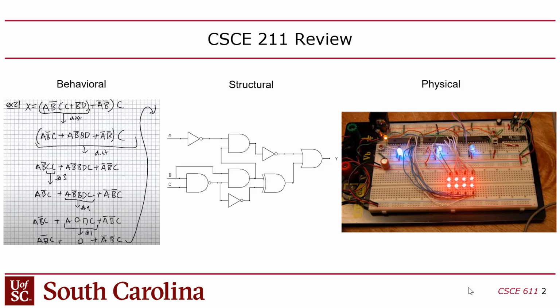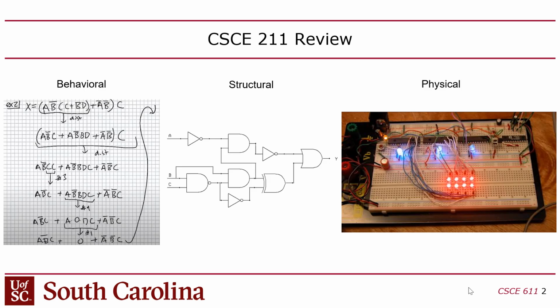One form is behavioral, which is where you're describing the behavior of the circuit, what it does. In 211, you would have done this with Boolean logic. But you could also have, for example, a mathematical behavior, right? There are different ways to represent the behavior, but this is basically what the circuit is supposed to be doing, what its application is, what its function is.